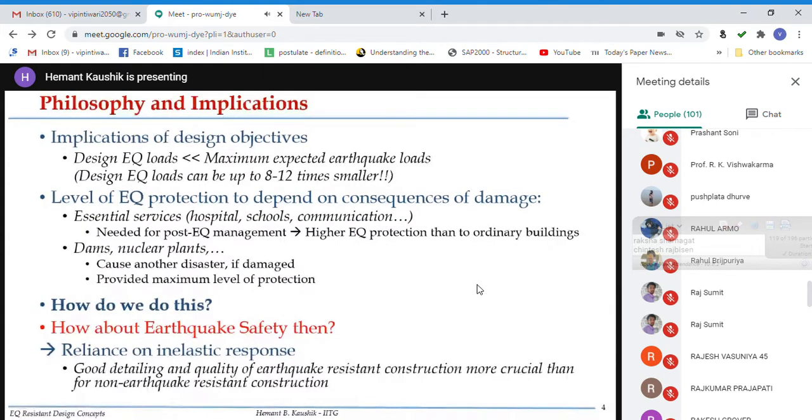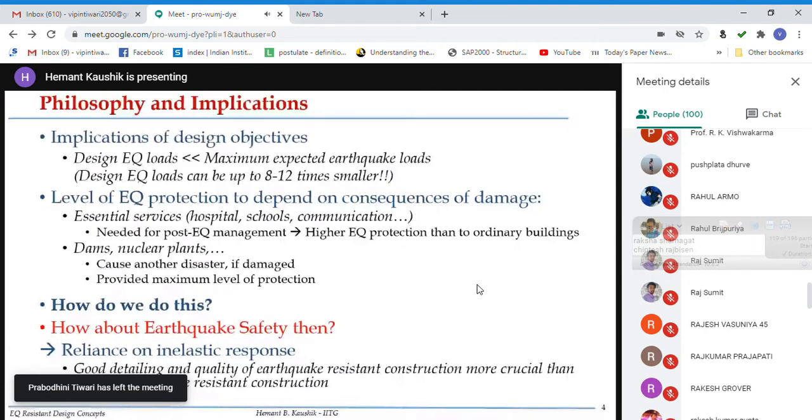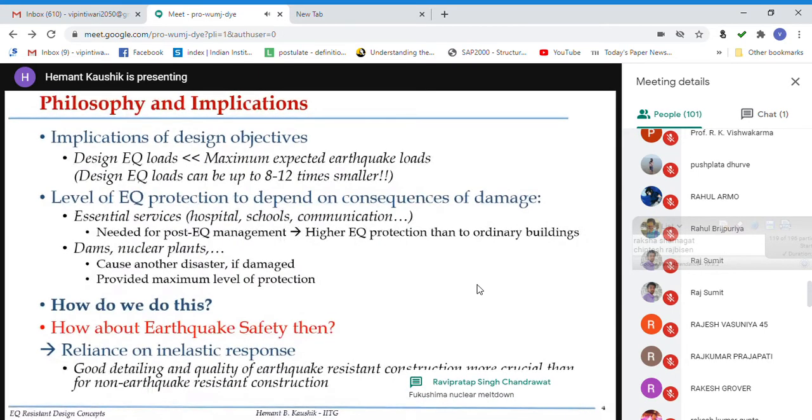Okay. Now, if you look at the dams, nuclear power plants, so these are the structures. If there is any damage in these structures, they can cause another type of disaster. So if you remember the Japan earthquake of 2011, I think, where you have huge tsunami. Because of that, there was a damage to the nuclear power plant, and still these people are struggling to actually control everything. So these are the structures where we need to provide maximum level of protection. Okay, so the level of protection, it actually depends on what are the consequences of the damage, right?